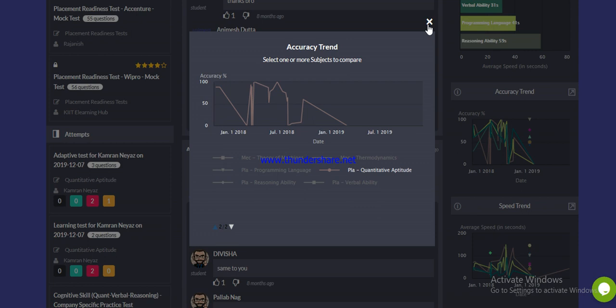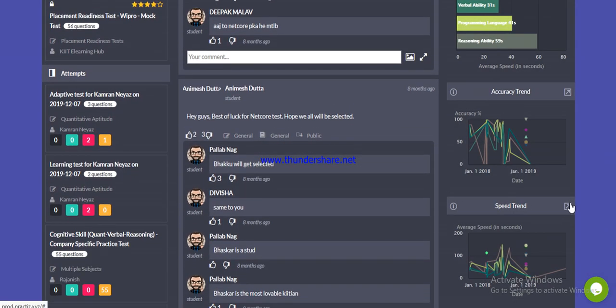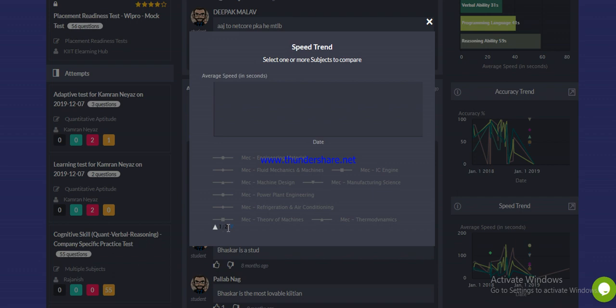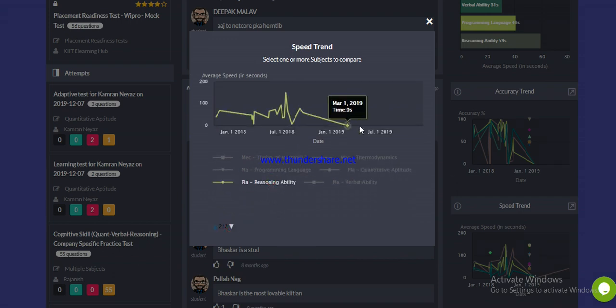If they are not, they need to find out why they are not improving and what are the difficulties they are facing in this subject. So this is why this trend graph is very important. It helps students to determine their accuracy or their performance over a period of time. Similarly, for speed also, this gives the same trend graph for speed analysis, whether the speed is improving over a period of time or not.